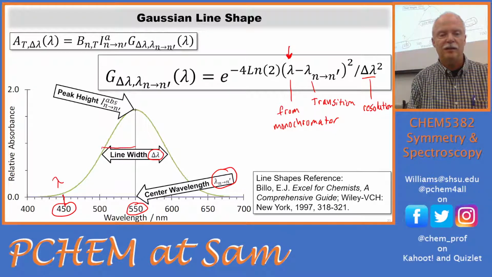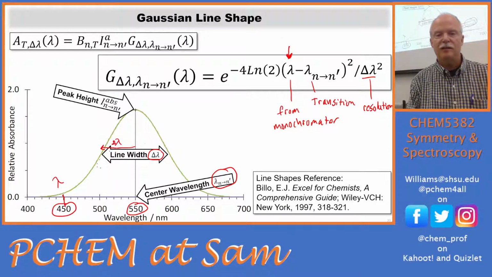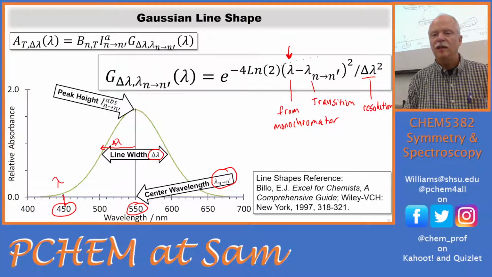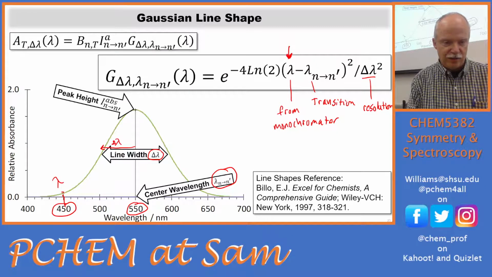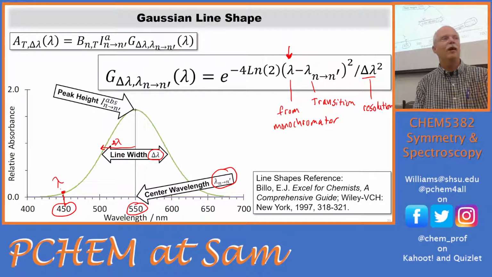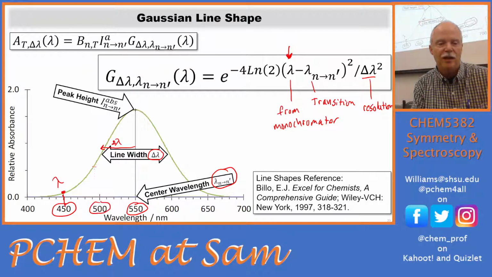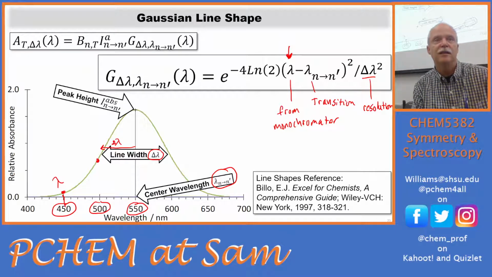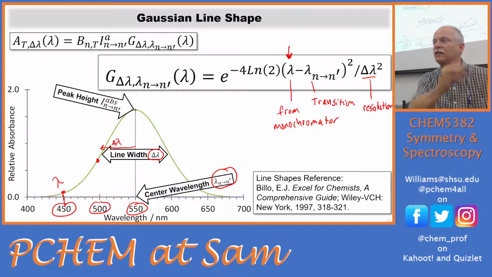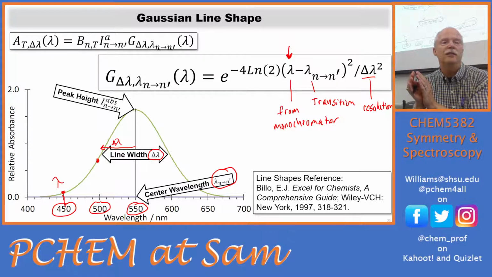This is our line width, delta lambda. So we have these three factors in this equation here, and it gives us this intensity value right there. And if we move the monochromator a little closer to the center wavelength, let's say we move it to 500, now it's calculated as that intensity. You see what it's doing? So it's telling us the response of our spectrometer to that particular transition. Make sense?